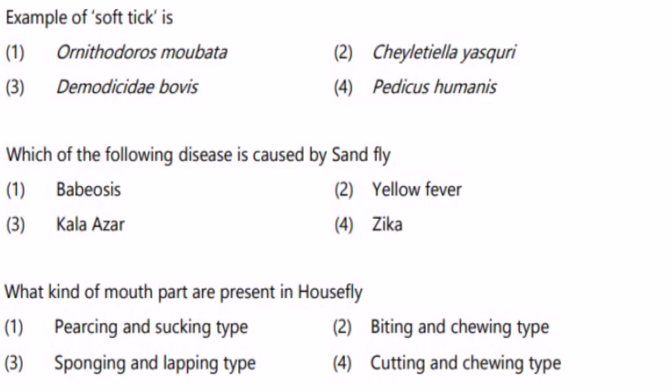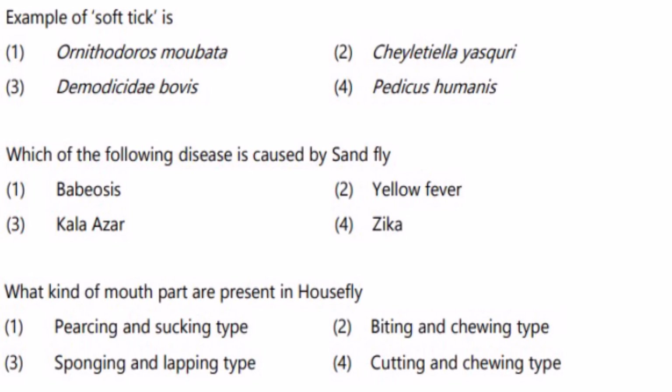Then example of soft tick. Now there are two types. One is soft tick and the other is hard tick. Soft ticks don't have the hard outer shield or the plate, also known as the scutum. Whereas the hard tick has this hard plate known as the scutum. Soft ticks appear more like a wrinkled looking body. They don't have this hard outer covering, just like in case of hard tick.